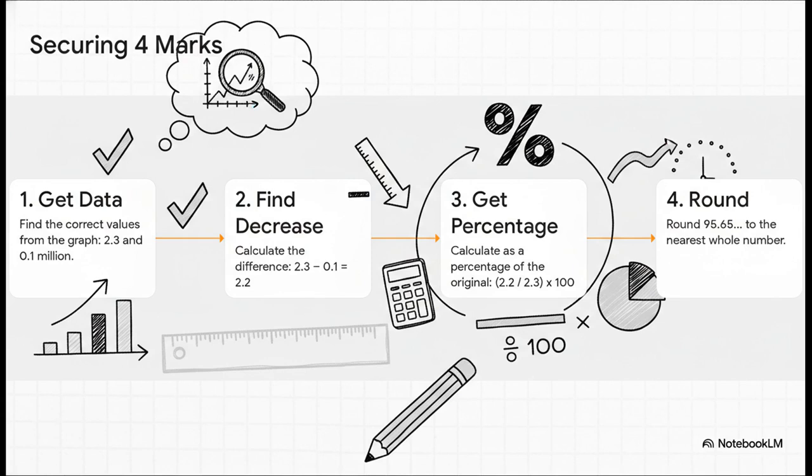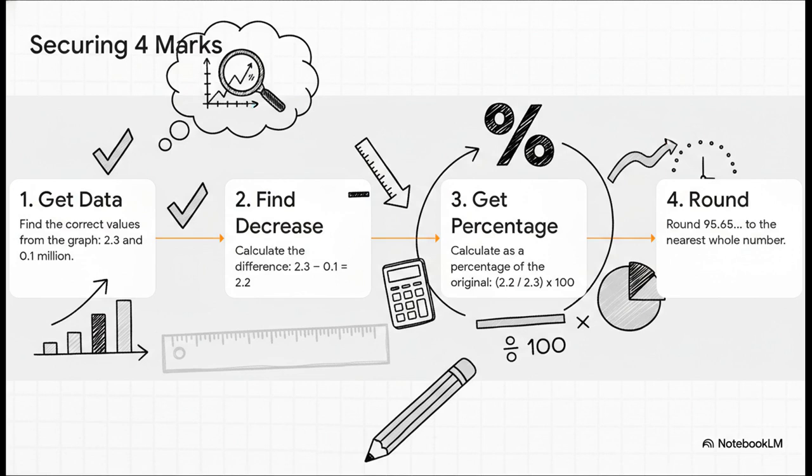First, find the actual decrease. 2.3 minus 0.1 is 2.2. Boom, that's mark number 2. Then we turn that into a percentage of the original value, so 2.2 divided by 2.3 times 100. Doing that sum gets you mark number 3.